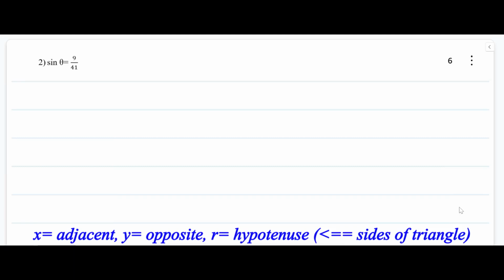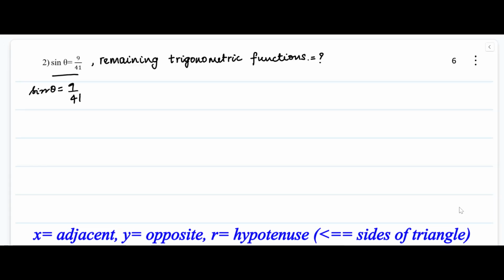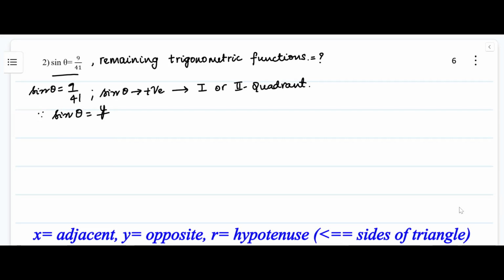So the question is: sine theta is equal to 9 by 41. We have to find out the remaining trigonometric functions. So here sine theta is positive. Sine theta is positive in either the first quadrant or the second quadrant, because the definition of sine theta is always y divided by r.